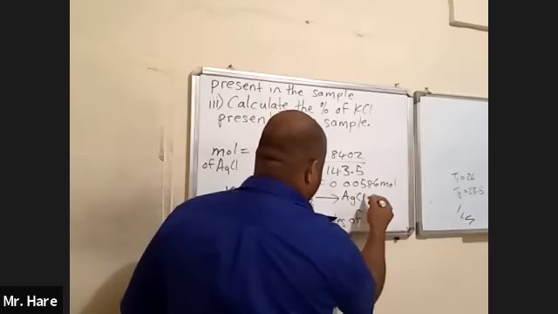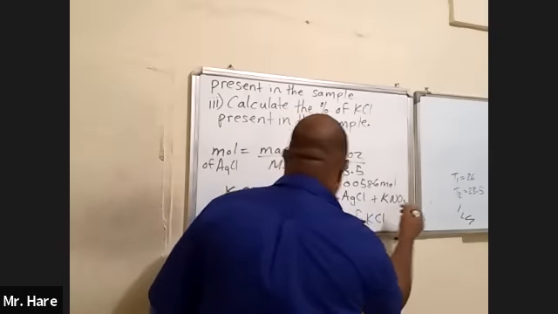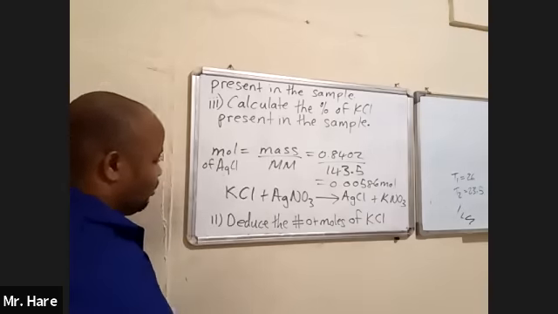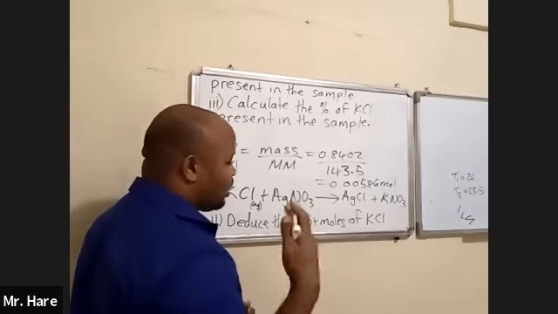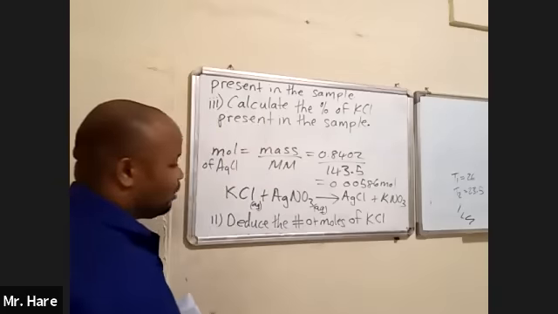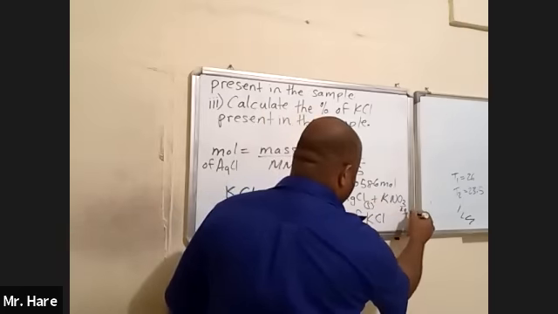Silver chloride plus potassium nitrate. What would be the state symbols here? For KCl, it would be aqueous. For silver nitrate solution, once it's a solution, it should be aqueous. The silver chloride should be solid, because it's a precipitate. And this is aqueous.